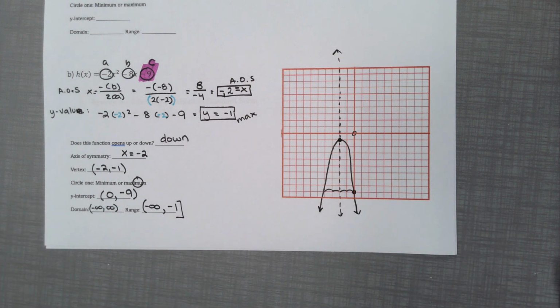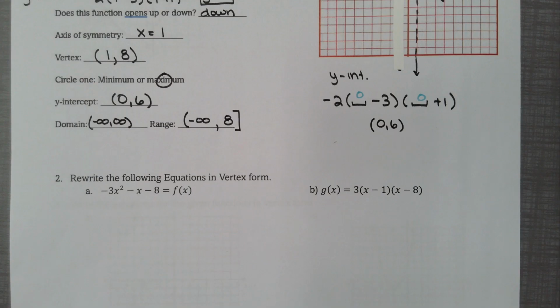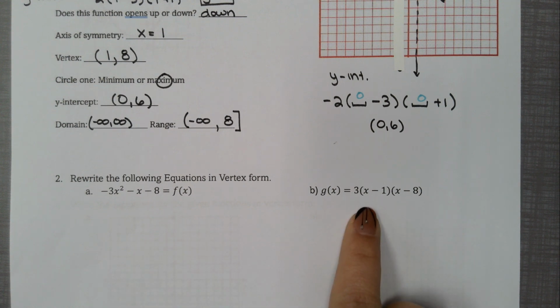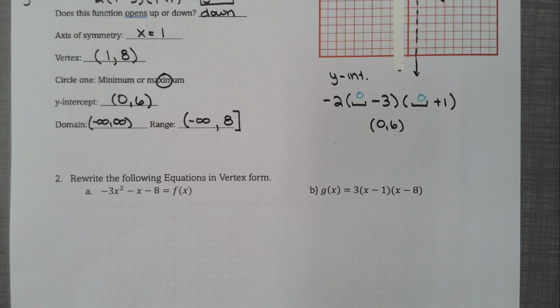Moving on to the next one. For question number 2, it's asking us to rewrite the following equations in vertex form. Now, we are giving you 2 different types of equations that we want in vertex form. This one here is in standard form. This one here is in intercept form. But what we want is vertex form.